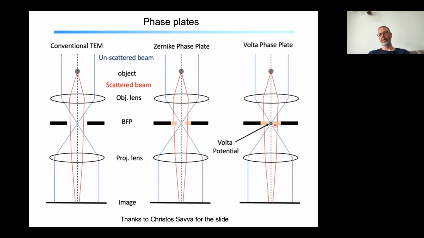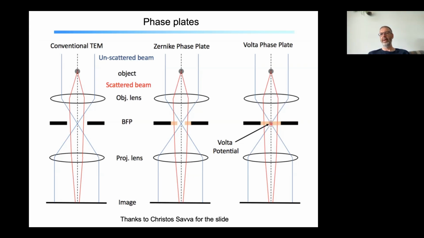That's Zernike. With the Volta phase plate, which is the most common type of phase plate, you again have a piece of carbon film, this time without the hole, so everything goes through the carbon film, including your unscattered electrons.